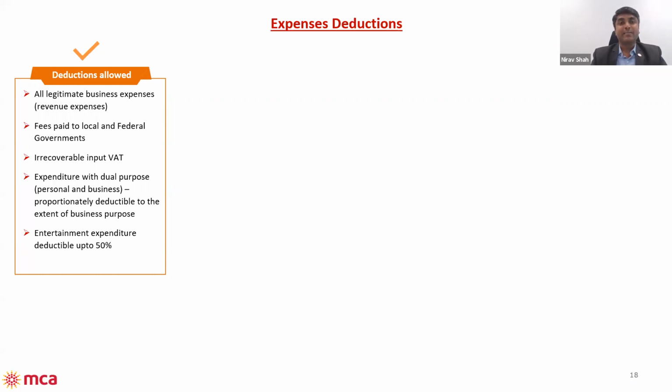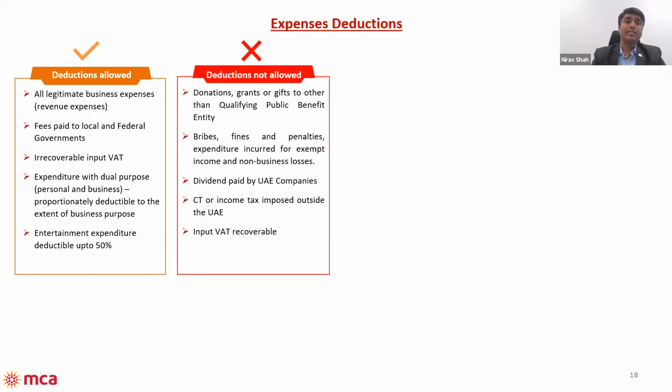The next is expenditure incurred with dual purpose. There is an expenditure which has an element of business as well as personal, such as car, mobile expenses. Then I will get the deduction only to the extent of business use, and to the extent of personal use, the deductions will not be allowed. Entertainment expenditure: any expenditure incurred in relation to meals, accommodation to customer, supplier, or other expenditure, is considered as an entertainment expenditure. If I'm incurring such kind of expenditure, only 50% will be allowed as a deduction.